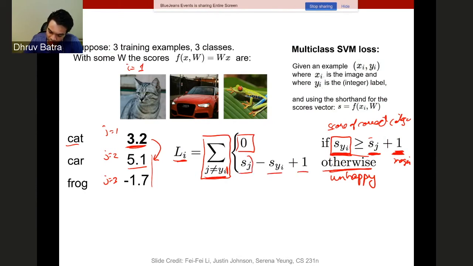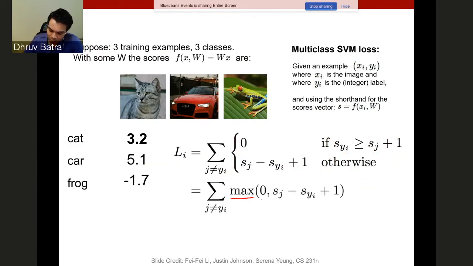So the score of the incorrect category minus the score of the correct category plus 1. This is how much it would take to make us happy. Because if S of Y was in fact greater than Sj plus 1, then this value would become negative, and that's why this otherwise condition would not apply. So there's an if-else condition happening here. We'd like the score of the correct category to be greater than the score of the incorrect category by some margin. And we can express this if-else condition by a simple max operation.